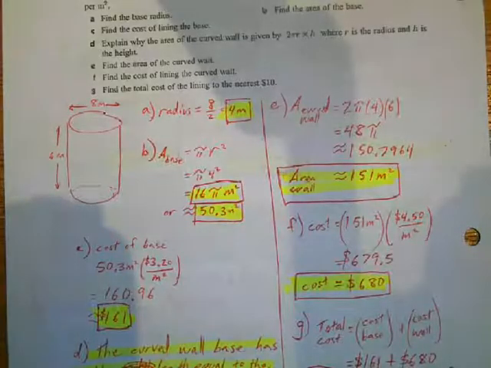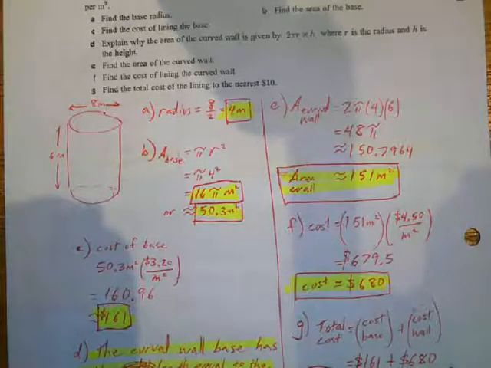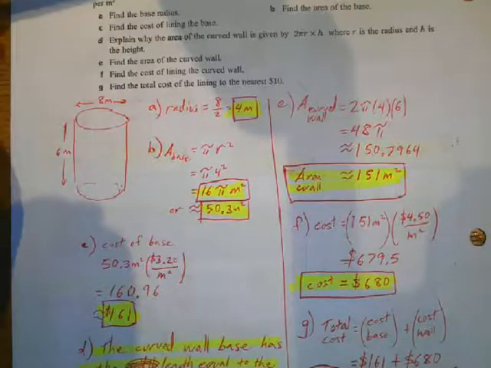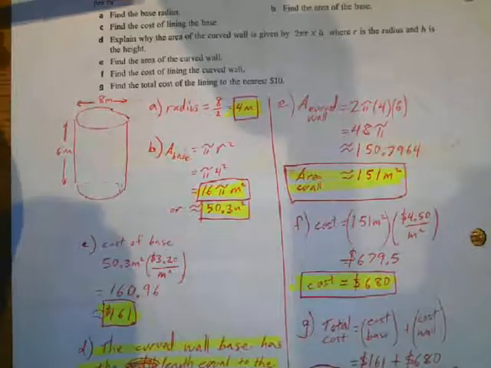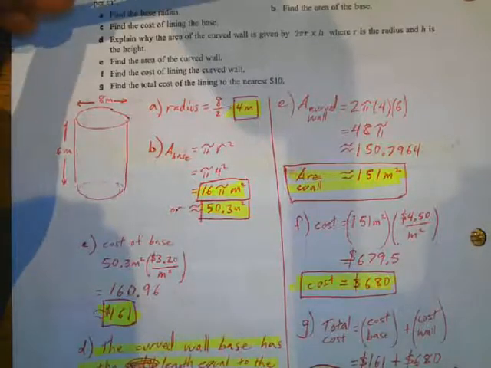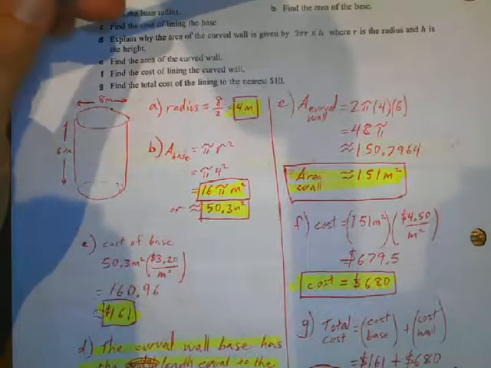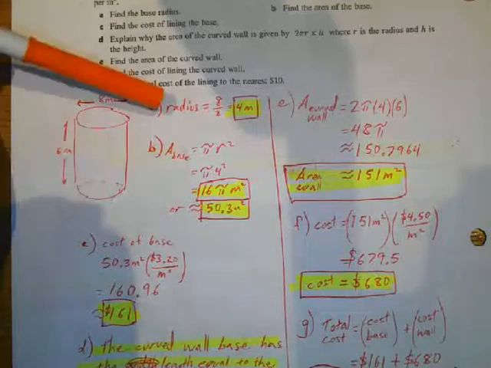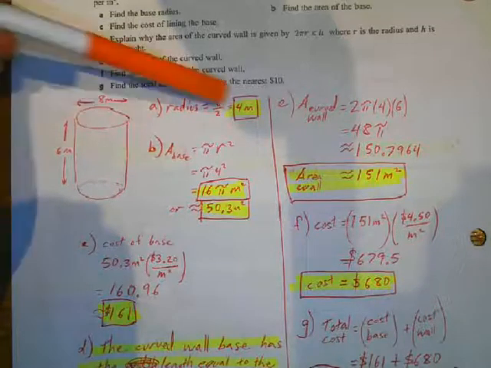Okay. A cylindrical tank has a diameter of 8 meters and a height of 6. It's got a non-porous lining on the circular base and curved walls. The lining of the base costs $3.20 per square meter. On the sides, it costs $4.50. So find the base radius. If the diameter is 8, the radius is going to be 4.